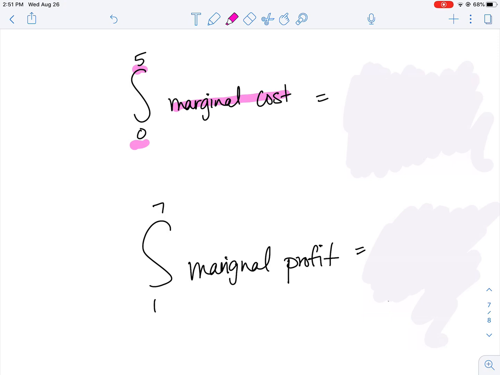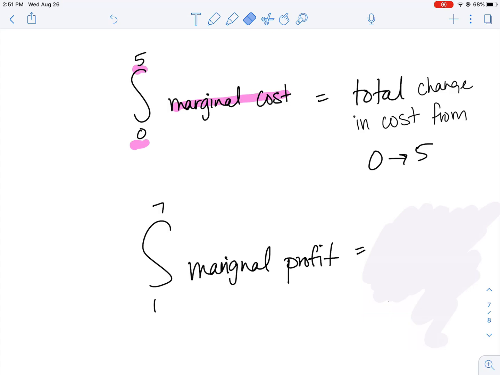But because I have a 0 to 5, what I'm really doing is finding the total change in cost from 0 to 5. So 0 to 5 years, 0 to 5 days, whatever your units are. We're really finding the total change in the cost from 0 to 5. I can integrate to find the original function from 0 to 5.